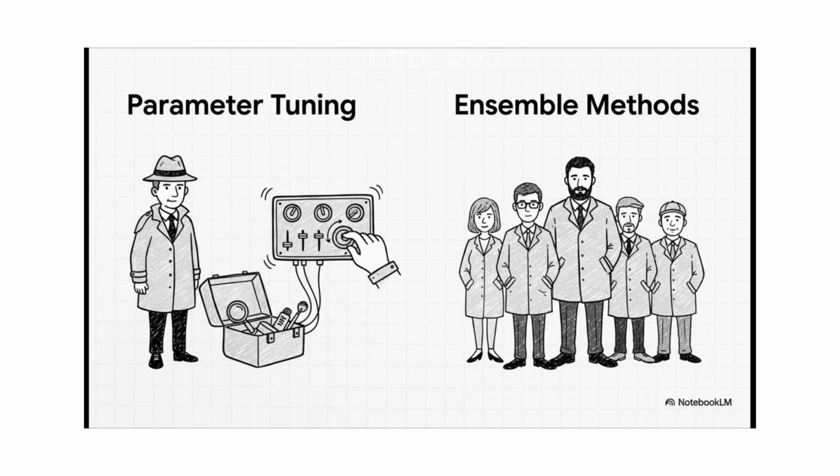The first is parameter tuning. You can think of this as just giving your single detective better equipment, a stronger magnifying glass, a more advanced forensics kit. You're just tweaking the model's internal settings to make it better. The other, and often more powerful approach, is using ensemble methods. And this is where you stop trying to perfect one detective, and instead, you build a whole team of them.